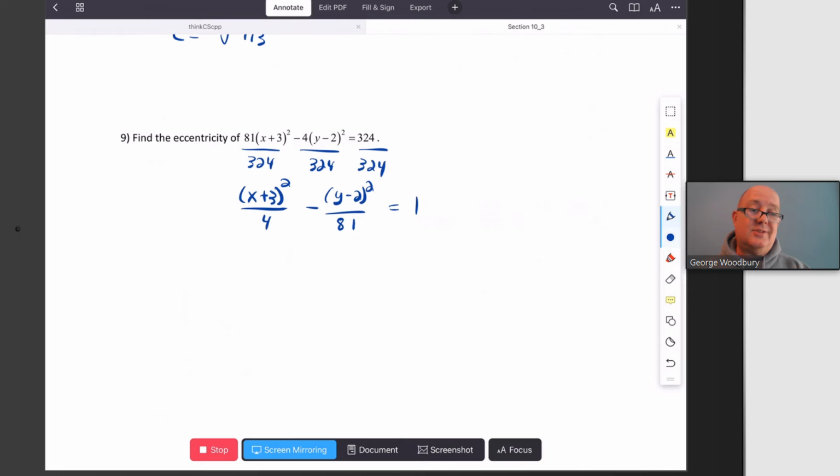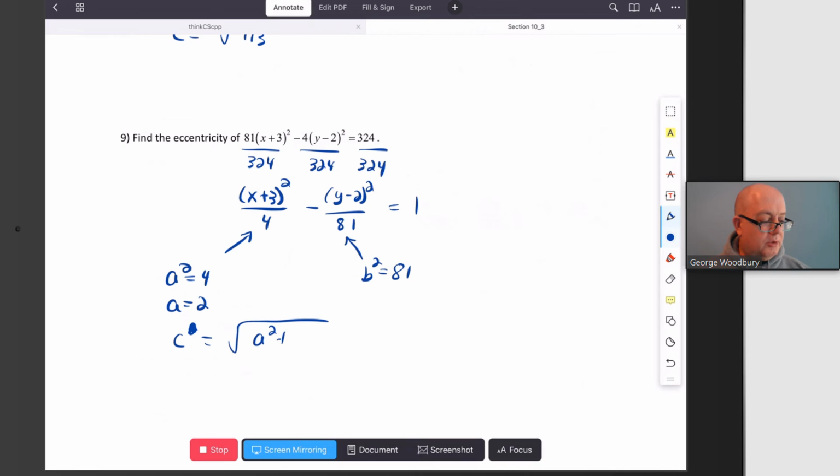So we don't need the center here. We're not graphing this. But what we do need is a squared equals 4, so a is 2. b squared equals 81. c equals the square root of a squared plus b squared. Always tempted to write the square there for c like it's the Pythagorean theorem, but it's not. So c equals the square root of 4 plus 81, or the square root of 85.